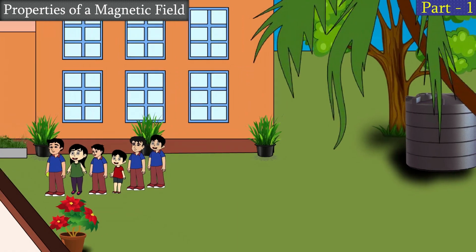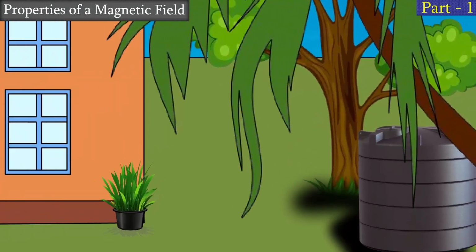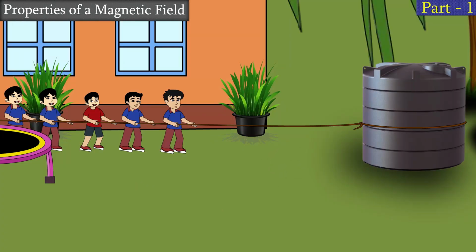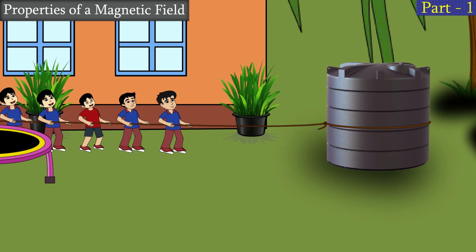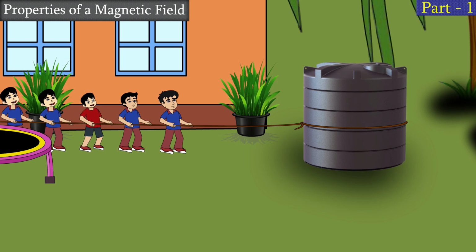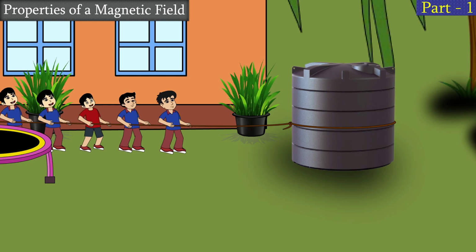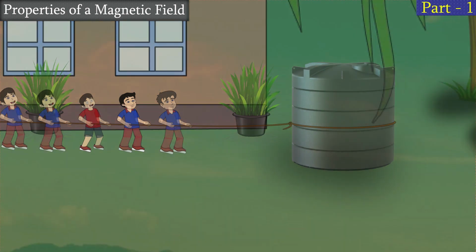The children are instructed to apply force together in one direction and a rope is tied to the tank. Then all the children pull the tank at the same time in the same direction. This results in displacement of the tank. The tank is moved to the desired place.